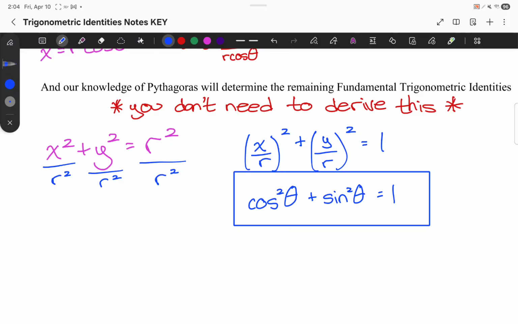There's actually 2 more versions of this. If we start with the same equation up here, x squared plus y squared equals r squared, and you were to divide by x squared or divide by y squared, it actually gives you 2 more versions. I'm not going to do all 3 because you don't need to be able to recreate them.